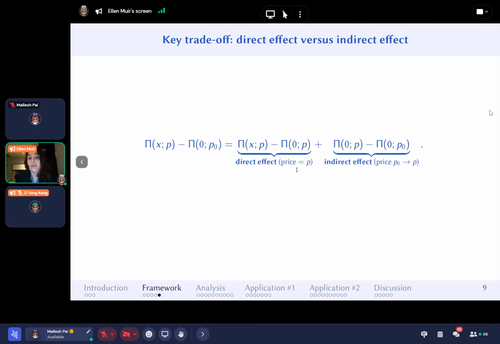The indirect effect is just looking at how the designer's payoff changes under the laissez-faire outcome, which is just an allocation of zero in the primary market, but now accounting for the price effect that happens as a result of the primary market or designed market allocation. And in particular, the indirect effect is the price in the aftermarket changing from this initial price P naught, that's the laissez-faire price, to the equilibrium price P that's induced under our given allocation rule X.